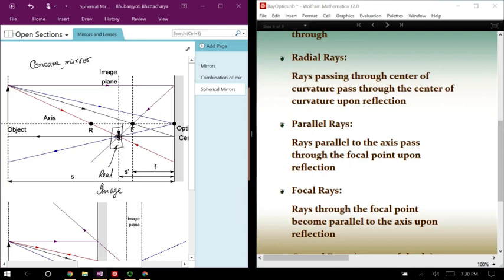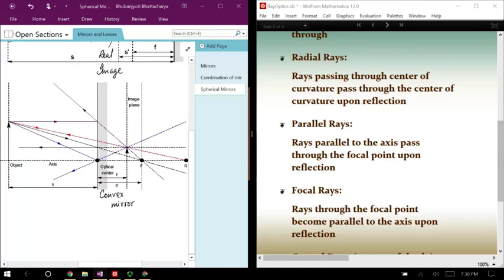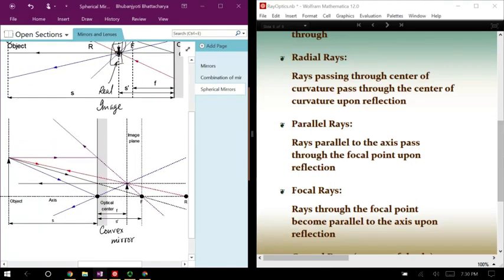You can see that the image is inverted. Our original object was straight up and down, upright. So this was the tail of the arrow, that was the head of the arrow. But now you see that the tail of the arrow is actually above the head of the arrow, which shows you that this image has now become inverted. Okay, so inverted image. And in the case of a convex mirror, on the other side, the image is formed behind the mirror, and it's a virtual image.